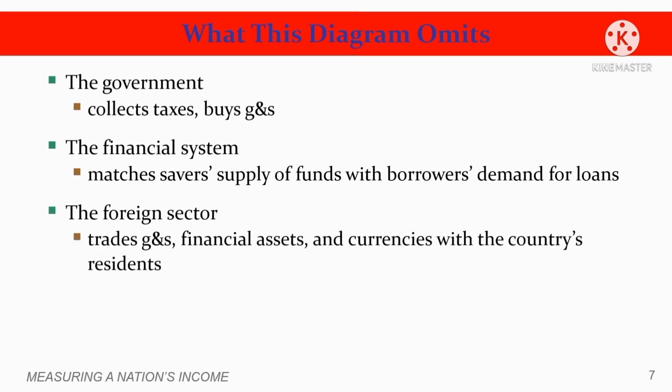Then another is the foreign sector. So we assume that the transactions happen only in the country. So there is no export of goods and services. The production of the firms is intended for the consumers or the households only in the domestic economy. So there's no export of goods and services, and for households also, no import of goods and services.